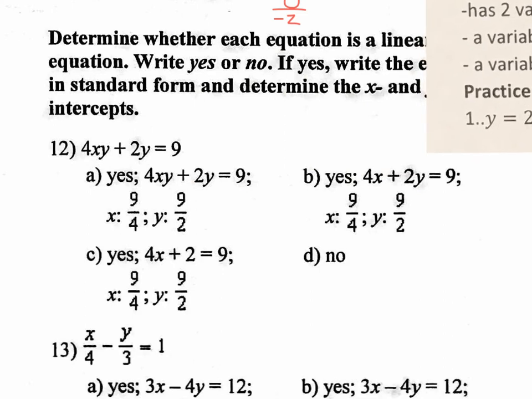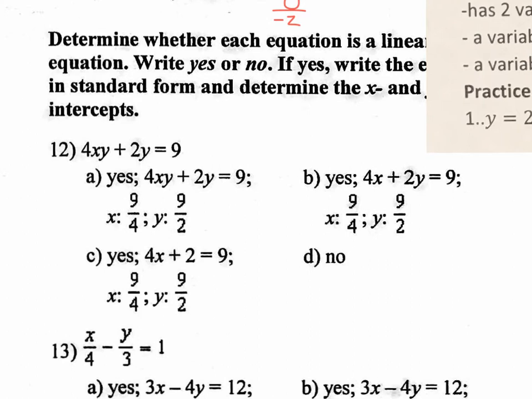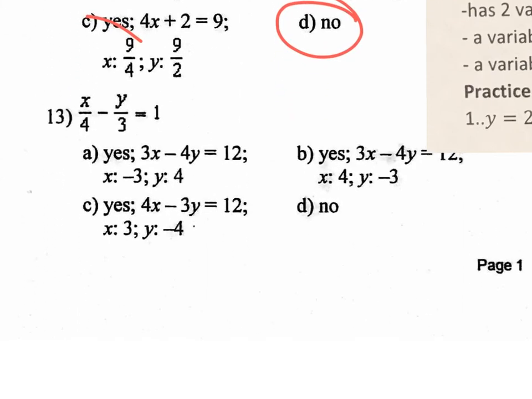Why not? Because there's an x times y. So that's not linear. So yes, it's linear, that's wrong. Okay, can't be this one, can't be that one. It's just no, it's not linear. Yep. Moving on. Is this one linear?